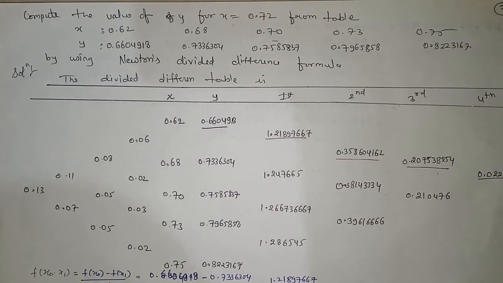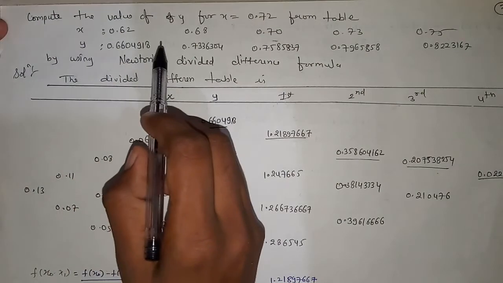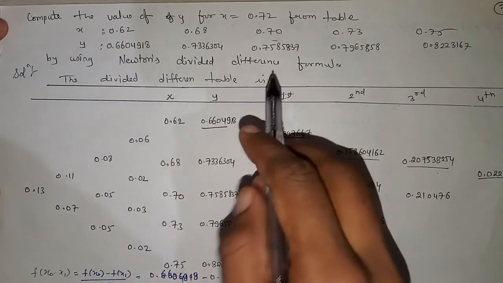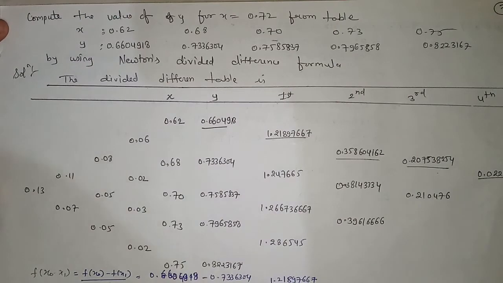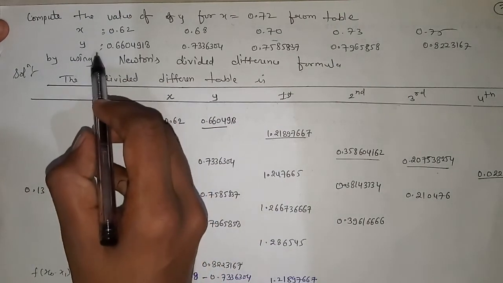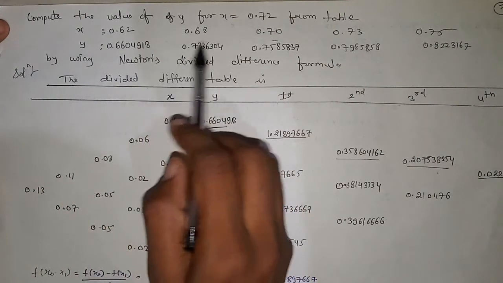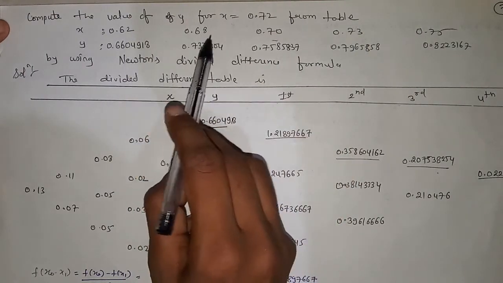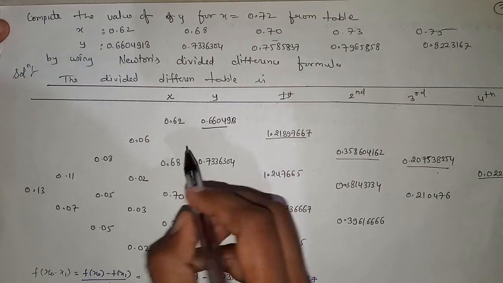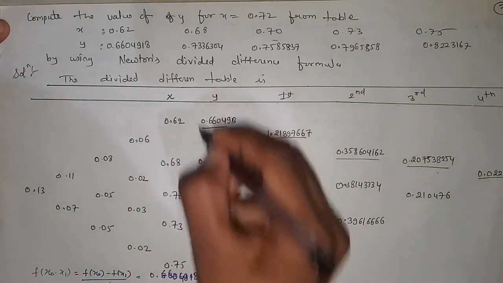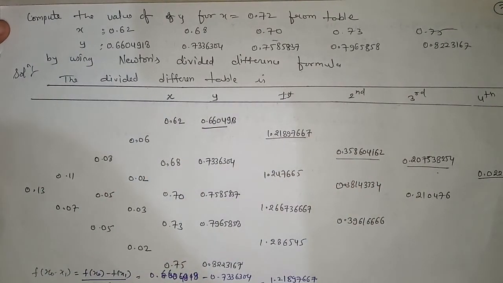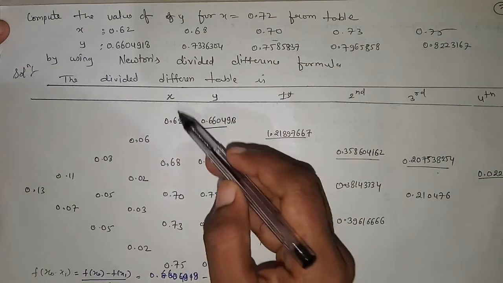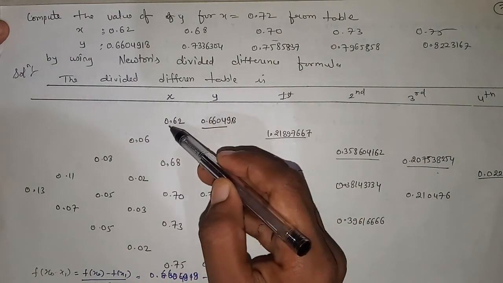This is our question for Newton's divided difference. Compute the value of y for x equal to 0.72 from the table. We have values of x and y. Here we have five arguments, x0, x1, x2, x3, x4. First of all, we will form this table. Here I have written all the arguments.